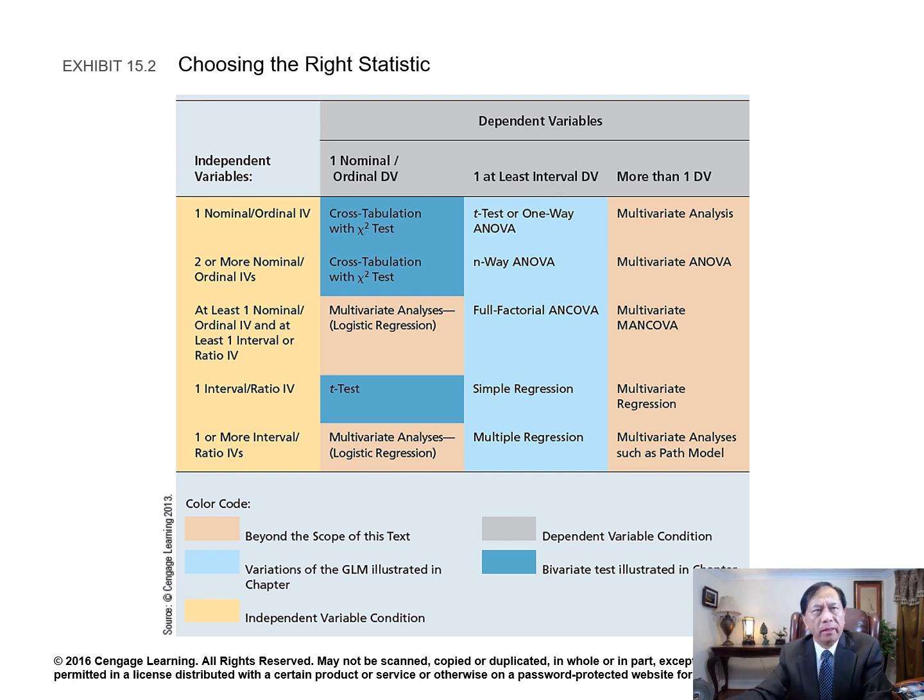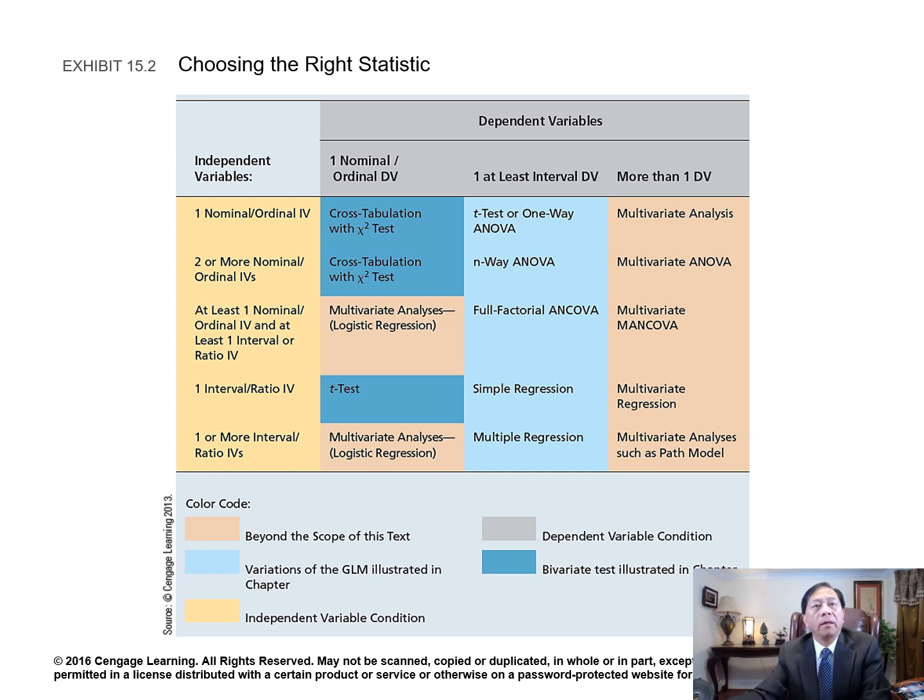If you have one interval or ratio IV and one nominal or ordinal DV, you can do a t-test. If you have one at least interval DV, you can do a simple regression. If you have one or more interval or ratio independent variables and one nominal DV, you can do multivariate analysis, that's logistic regression. And if you have at least one interval dependent variable, you can do multiple regression.